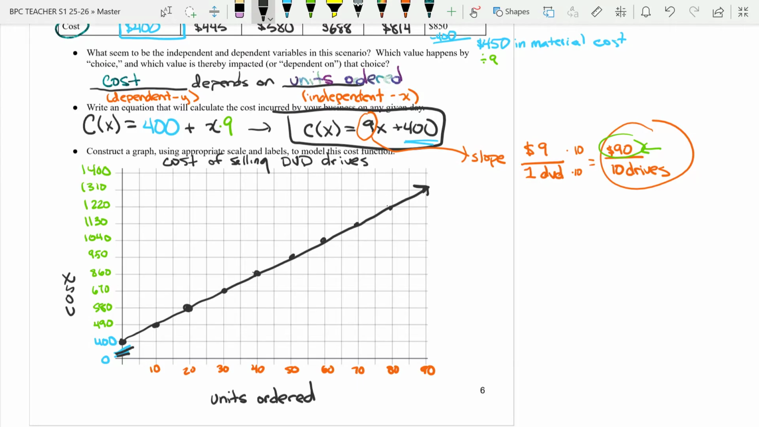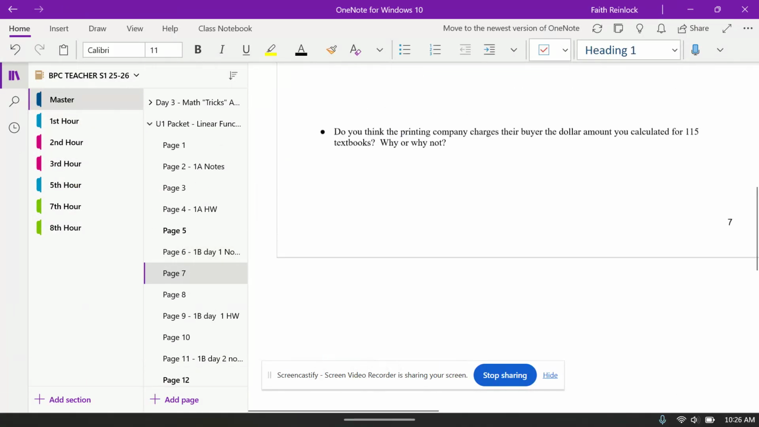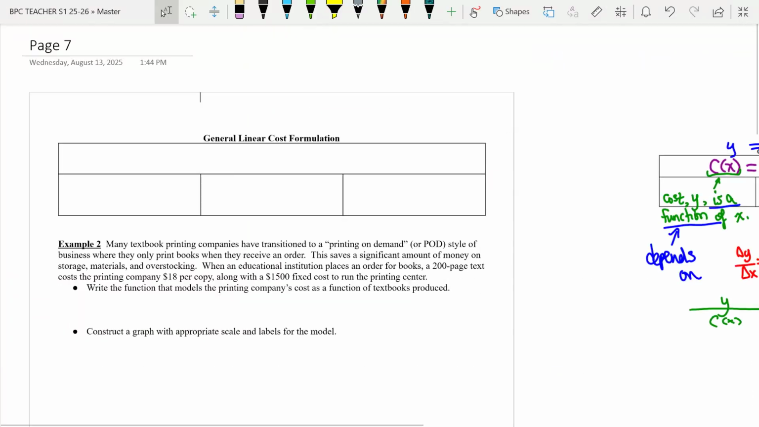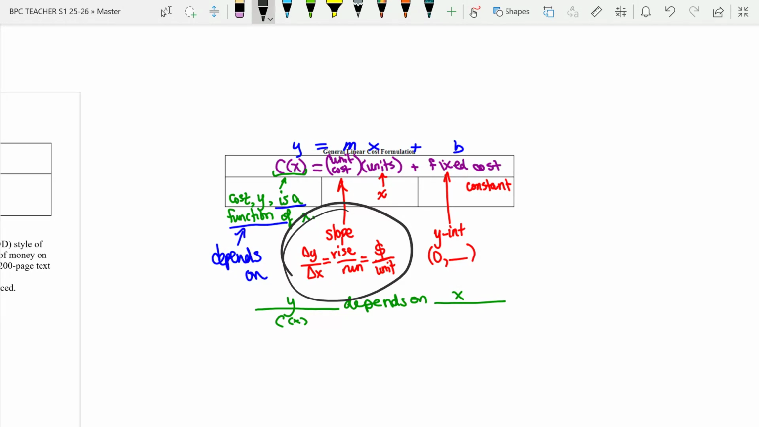So let's see one more situation like this, and then I'll stop and make a second video. So first, your general linear cost formula. We're using y equals mx plus b. We do c of x to show that it's the cost. You'll have your unit cost, which is your slope. Whatever the cost per unit is will end up being the slope. And then your fixed cost will end up being your y-intercept. You can take a moment, pause the video, write this part down.